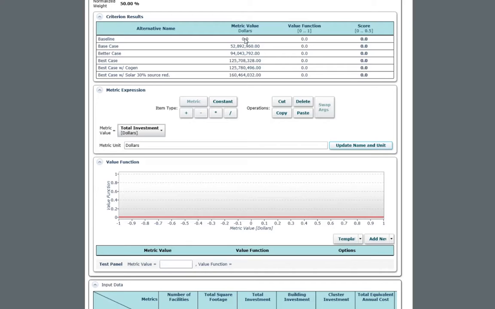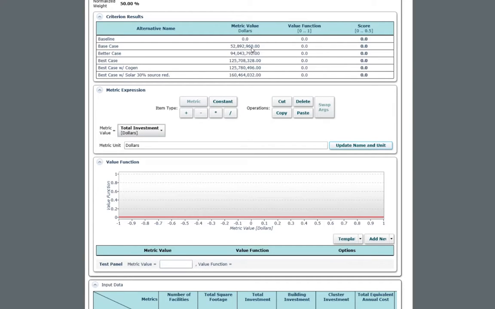Okay, so baseline is 0 because in our baseline, we're not investing in anything. Now our base case had a business as usual. We had a $52 million investment in the base case. This is money we were going to spend anyway, right? And then as we added efficiencies beyond our baseline, we needed to spend $52 million. We could go back and look at that.